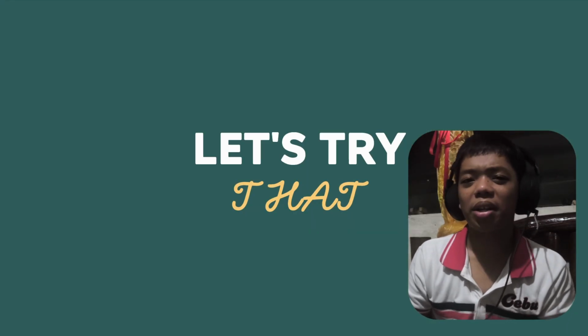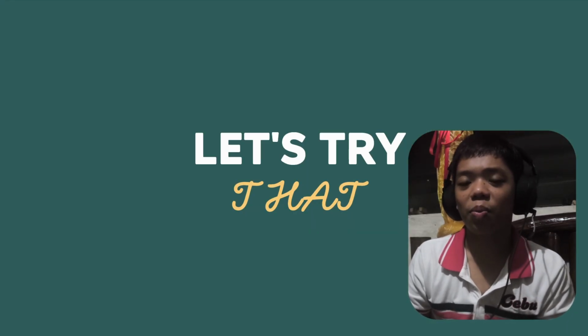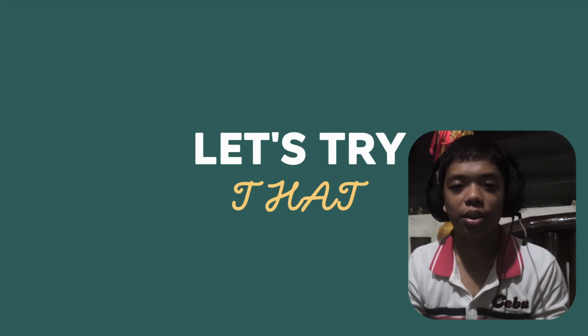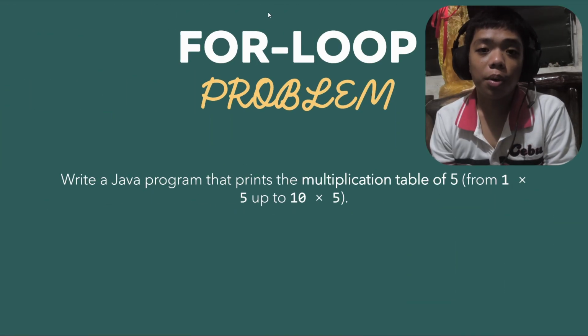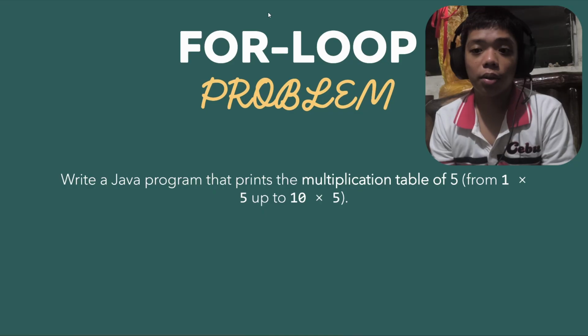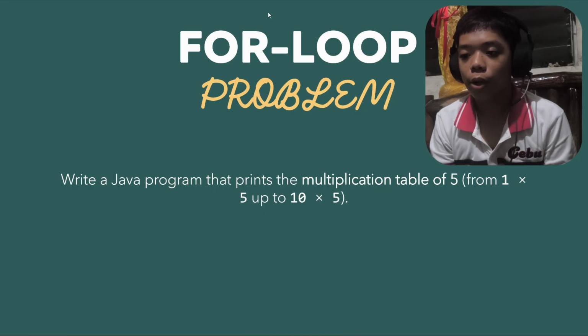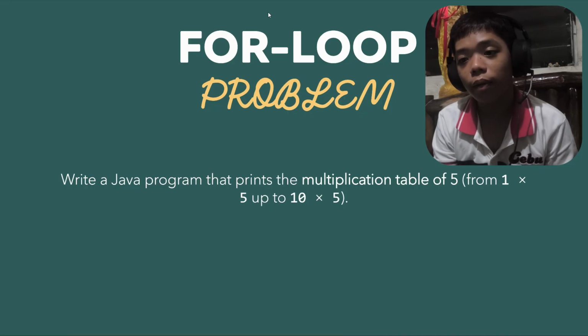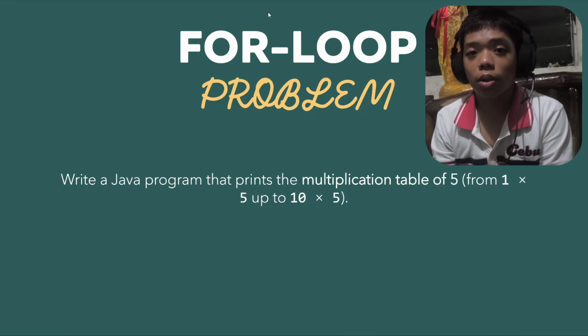So let's go ahead and try the for loop in Eclipse and see how it actually works. This is an example of a for loop problem: write a Java program that prints a multiplication table of 5, from 1 times 5 up to 10 times 5. Let's proceed to Eclipse and show how it works.